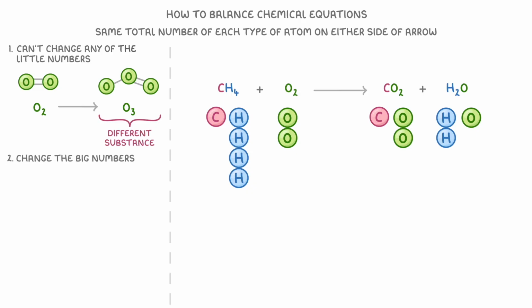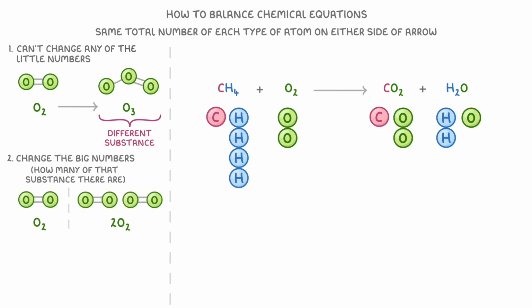Instead, we have to rely on changing the big numbers in front of the different elements or compounds, as this number just represents how many of that substance there are. To use oxygen as our example again, writing O2 means 1 molecule of oxygen, but writing 2O2 means 2 molecules of oxygen.